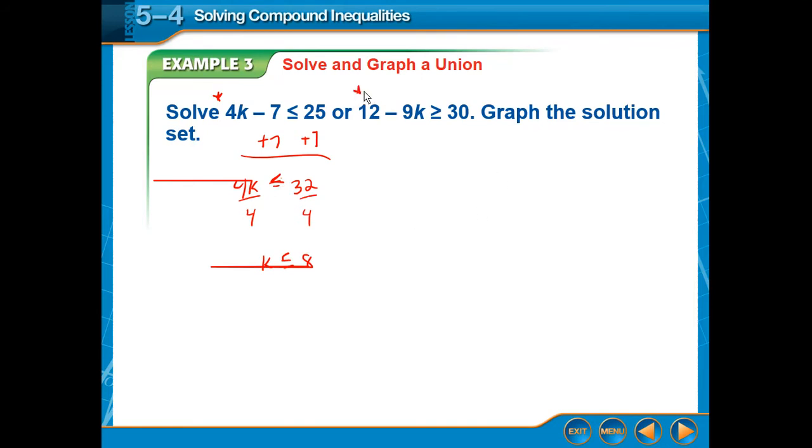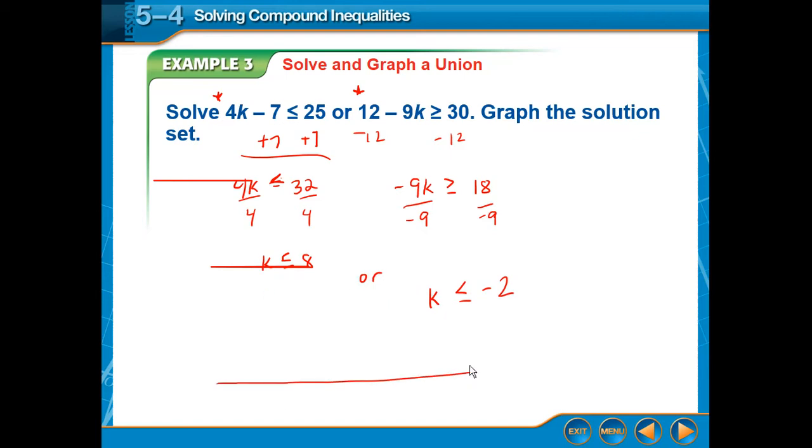And then I want to solve this one. So for this one, I'm going to subtract 12. So I get negative 9k is greater than or equal to 18. To get k by itself, I'm going to divide both sides by negative 9. Remember, dividing by a negative switches the direction of the inequality. So I get k is less than or equal to negative 2. So now I just want to graph those two things. So k is less than or equal to negative 2, or k is less than or equal to 8.